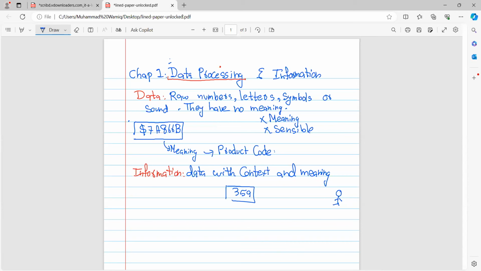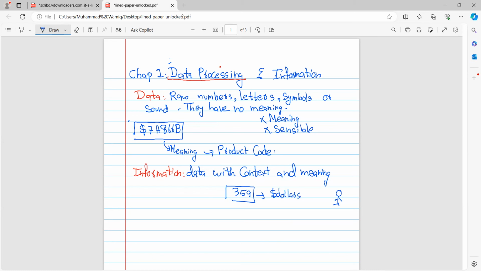Like for example, 359 could be a password, 359 could be a product code, 359 could be any sort of address. But you know what? It becomes meaningful. It becomes information when I give it a meaning, I give it a purpose. For example, I have given it a meaning like $359.